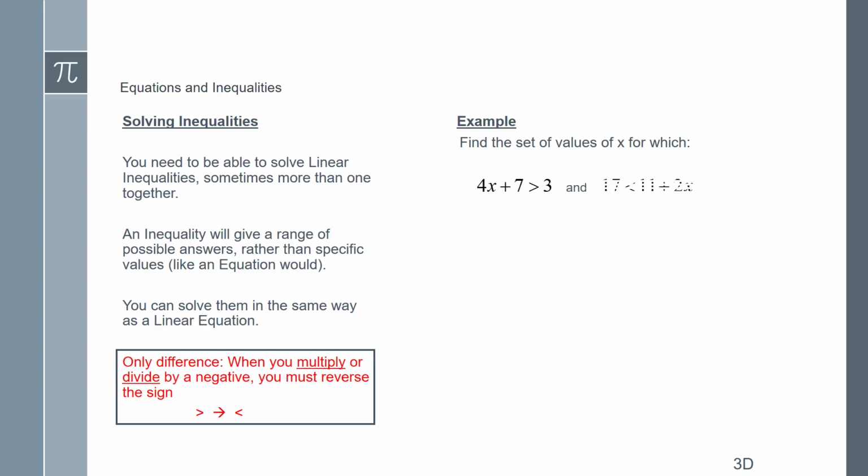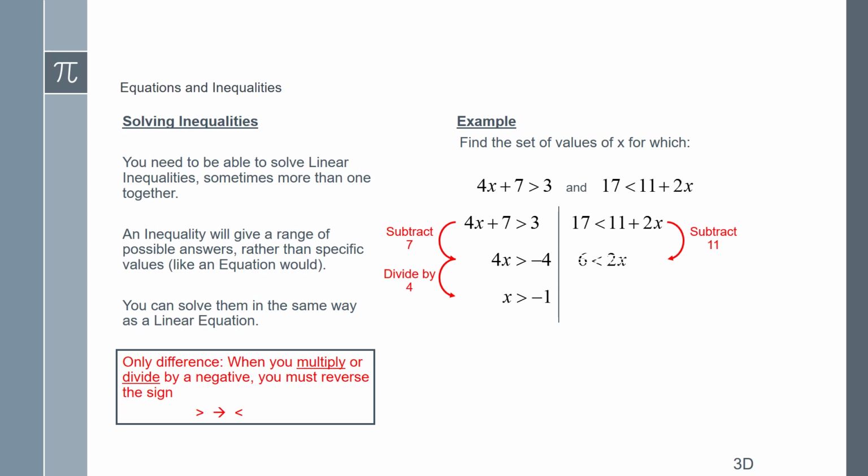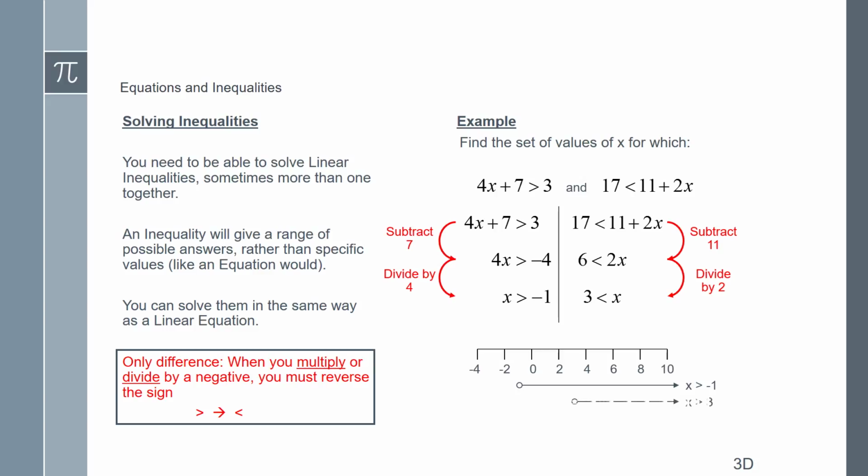4x plus 7 is bigger than 3 and 17 is less than 11 plus 2x. Solve the first inequality. Solve the second inequality. Draw the number line. x is bigger than minus 1 is all of that. 3 is less than x, or alternatively x is bigger than 3 is all of that. Where do they overlap? Where they overlap, bigger than 3, all of it. Everything that's bigger than 3 is where they overlap. It's just that little bit between minus 1 and 3 where there's no overlap. So that's not the solution to both, but everywhere else is the solution to both. x is bigger than 3.